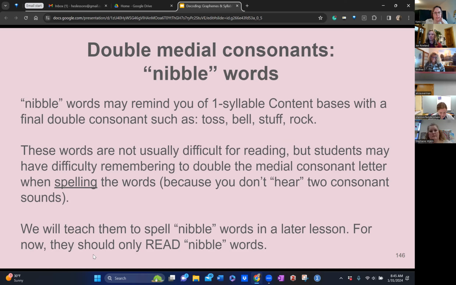Okay. We can teach them to spell these words, but we're not going to do that right now. That'll come later, as a way to contrast words that don't have a double, like in the word cable, right? Cable, C-A-B-L-E. It doesn't need a double B because the A is long, but that's a whole separate group of words that we'll tackle later. Okay. So reading nibble words only, not spelling.